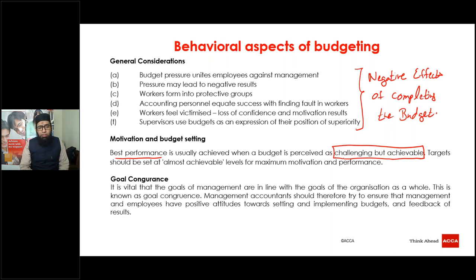Now, it is also vital that the goals of management are in line with the goals of the organization as a whole. And if this happens, this is known as goal congruence. Okay? So as management accountants, we should ensure that we set a budget in a way that there will be goal congruence. We do not set certain objectives which are in conflict with the organization.